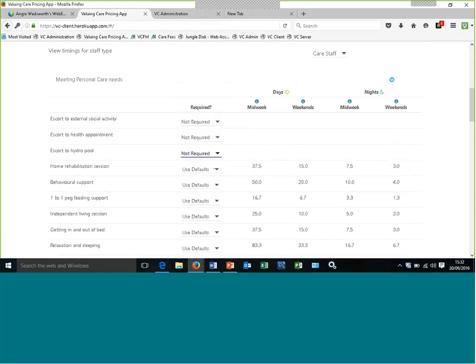But I do want Sandy to have some help with getting in and out of bed in the morning. Let's just move this through. Okay, so getting in and out of bed. So actually, he does take a little bit of time. So I'm going to specify different values for Sandy. I'm going to say he needs 45 minutes.